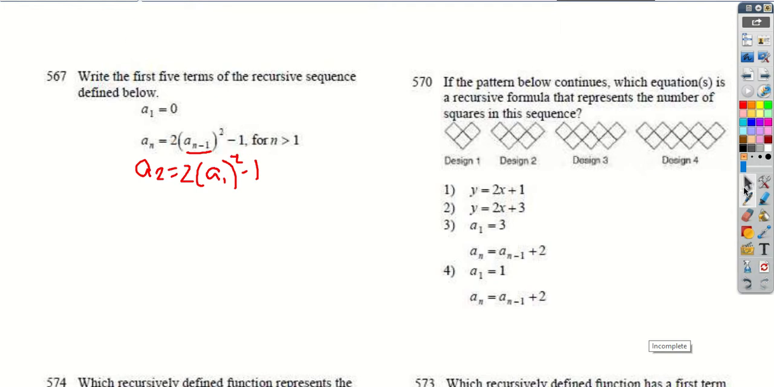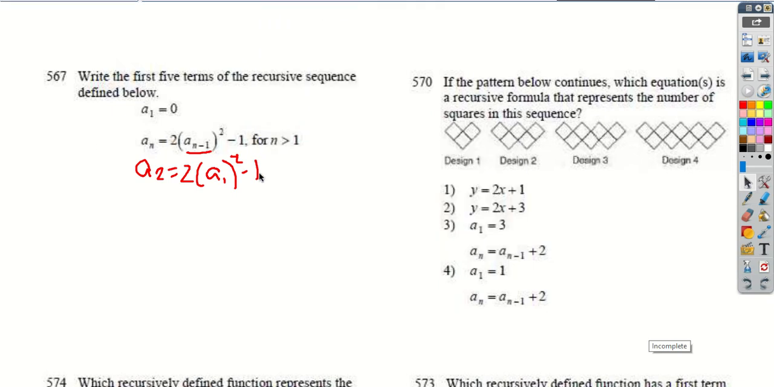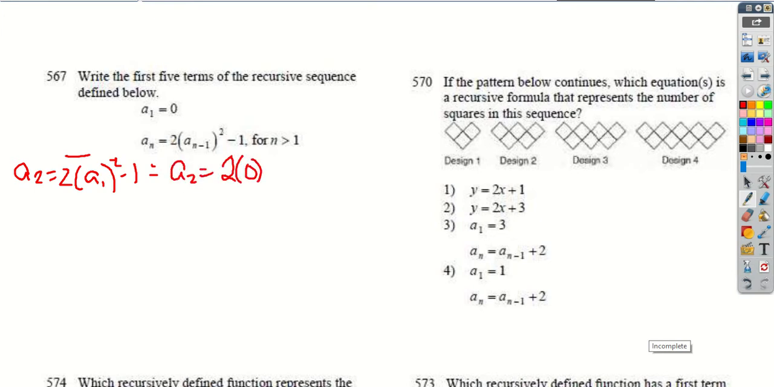So as we're doing this, keep that in mind. We're going to move this over here to the left so I have some room to work. I want to keep that there so you guys understand what we mean. So what this equals then is instead of a1, I'm going to write 0. So a sub 2 equals 2 times 0 squared minus 1, which is, this is 0, so it's just negative 1.